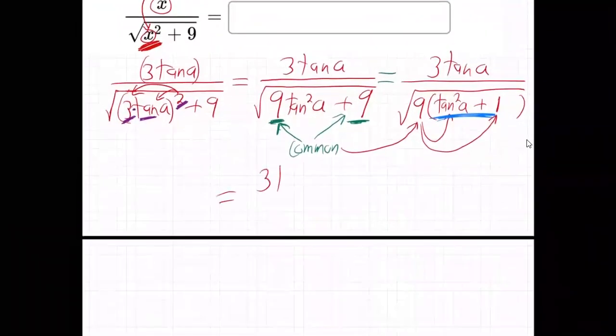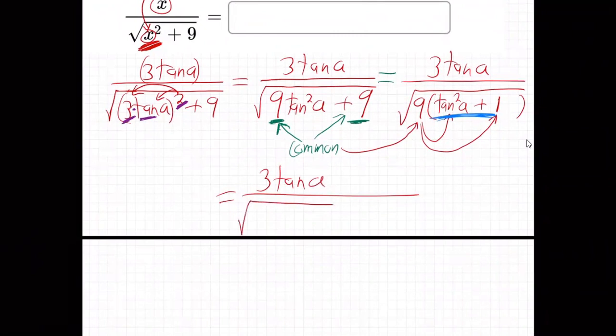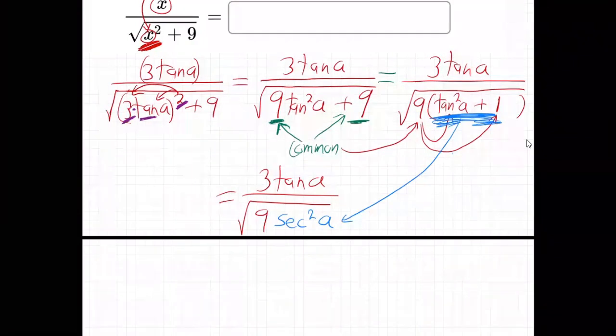So what do we do? Keep the top the same, 3 tangent A over the square root of 9. And then that 1 plus tangent squared of A becomes secant squared of A. You see what happened there, right? I replaced the tangent squared plus 1. The tangent squared and the 1 together became secant squared, and the 9 is still sitting in the front of it.